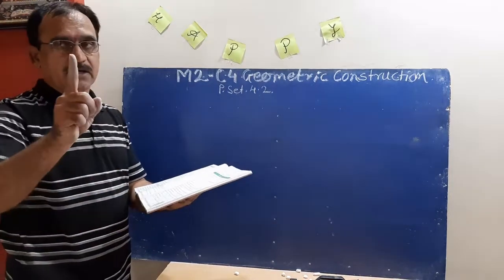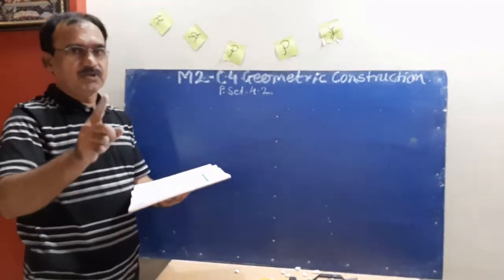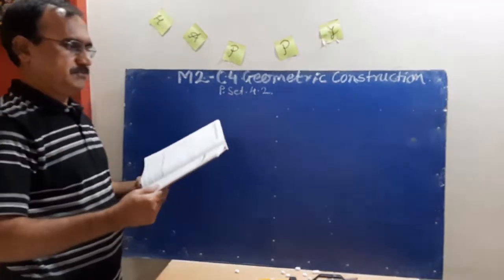Then one point remains. Which one is it? The point is outside the circle.